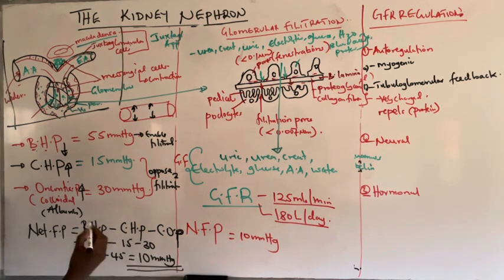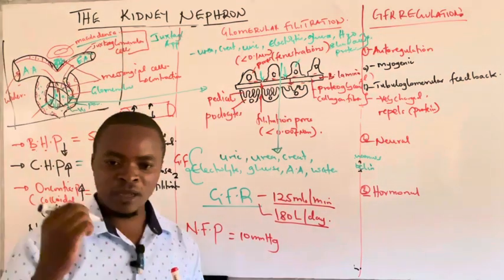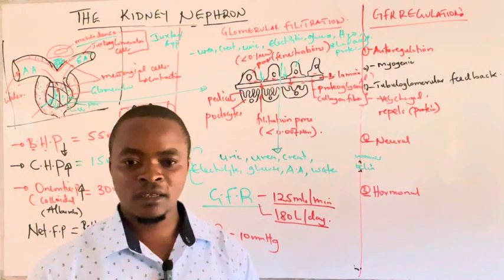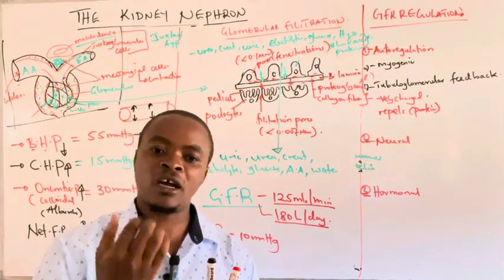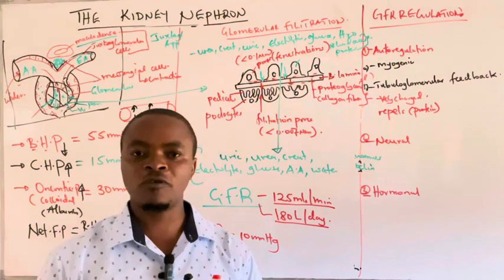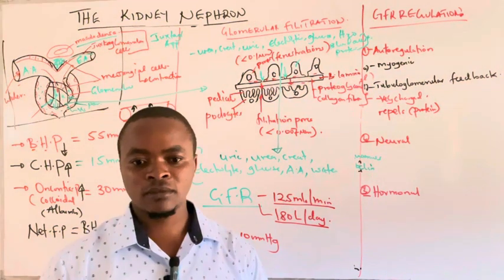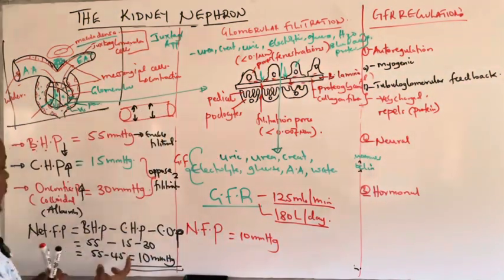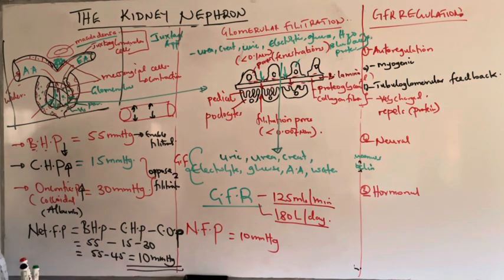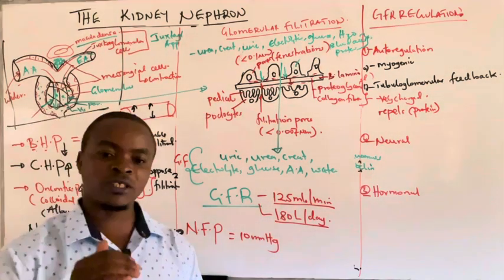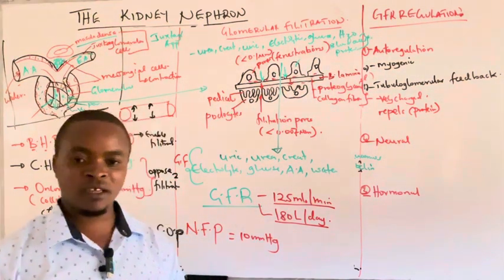So we see with GFR, any change in pressure, so long as the hydrostatic pressure falls below 45, we see filtration not occurring. Filtration must be above 45 because the opposing pressure is 45. So the hydrostatic pressure should be above 45.